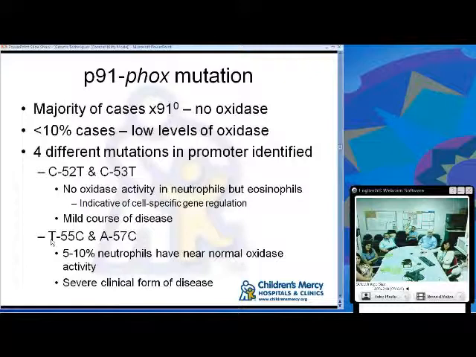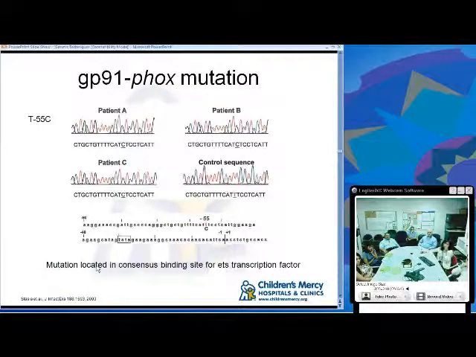If you have a mutation such that you have a change from a T to a C at position 55 or an A to a C at position 57, then only 5 to 10% of those neutrophils have near normal oxidase activity, and you have a severe clinical form of the disease. So if you were to isolate DNA from the patient, select a primer that is close to where you're looking for the mutation, you can send these away for sequencing.